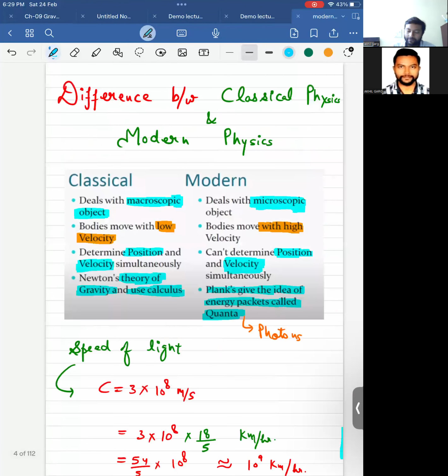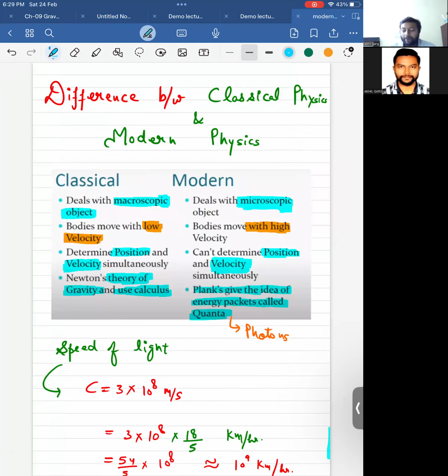So what is the need of modern physics? Modern physics basically deals with microscopic objects, whereas classical mechanics deals with macroscopic objects. In classical physics, all bodies are moving with very low velocity, not like the speed of light. But in modern physics, electrons, protons, subatomic particles and alpha particles are all moving with very high velocity, approximately equal to the speed of light.